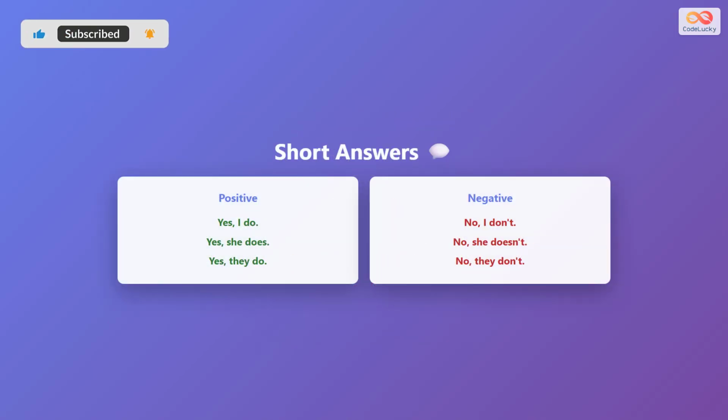When someone asks you a question, you can give a short answer. For positive answers, say, yes, I do, or yes, she does. For negative answers, say, no, I don't, or no, she doesn't. The answer matches the same helping verb used in the question.